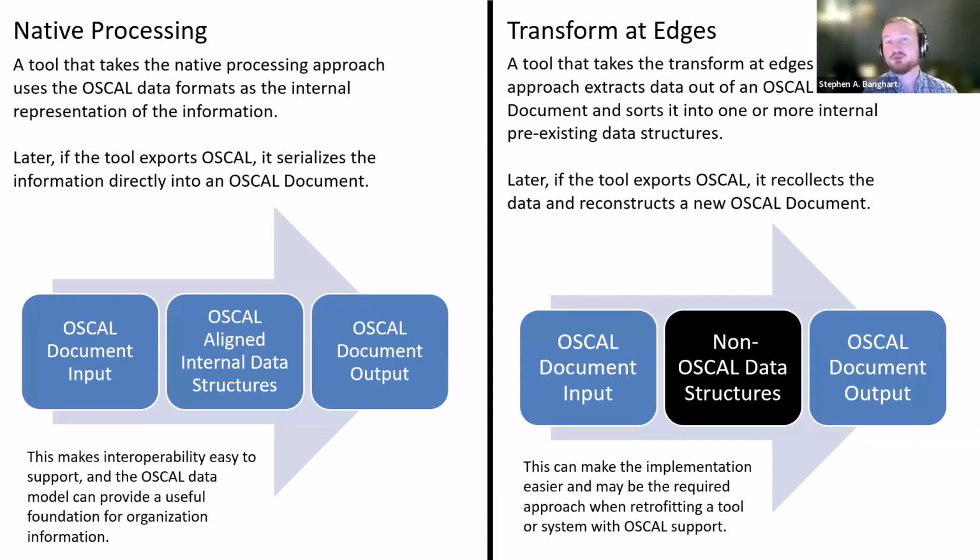Sometimes this is the approach you have to take if, for example, you're retrofitting a tool or system with OSCAL support. You're just not going to be able to completely change the internal data structures of your tool or system that already exists. And so adding interfaces at the edges is the only really practical way of implementing OSCAL support. So I don't mean to say that transforming at edges is strictly worse. Sometimes it's the only choice, but there are some potential consequences of choosing that method down the road.